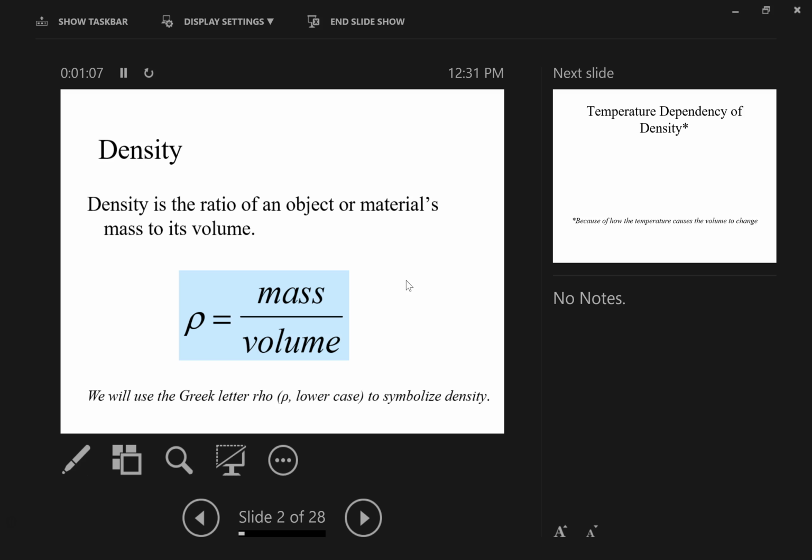Tomorrow we'll be looking more at density. Density is kind of how squished something is, high density, or how fluffy it is, low density, right? The air is low density. The earth is high density.